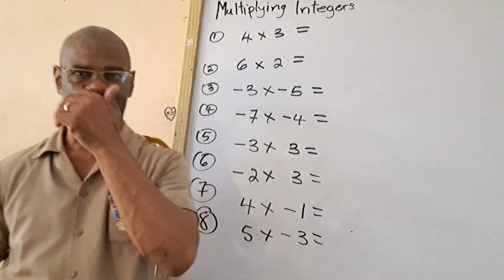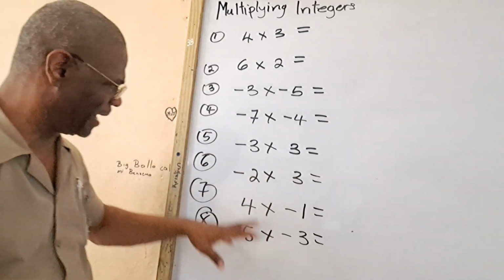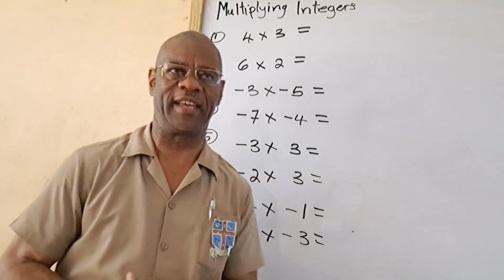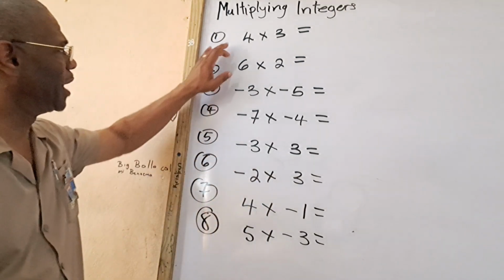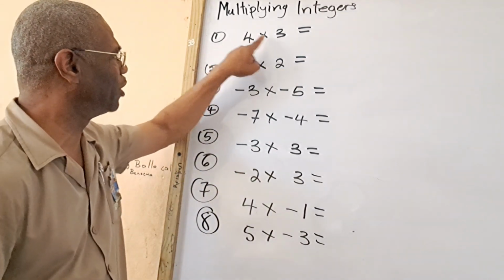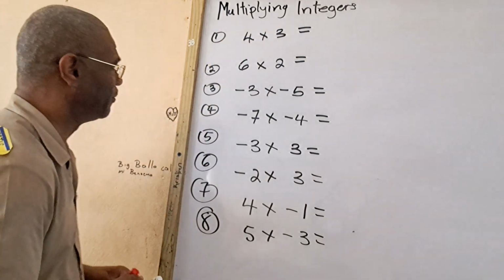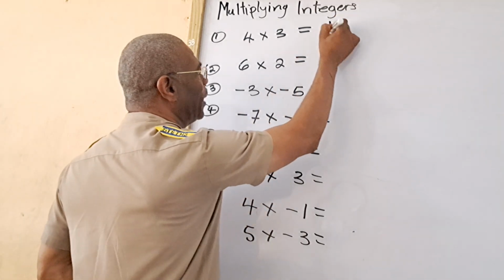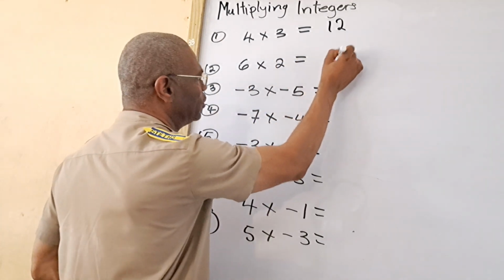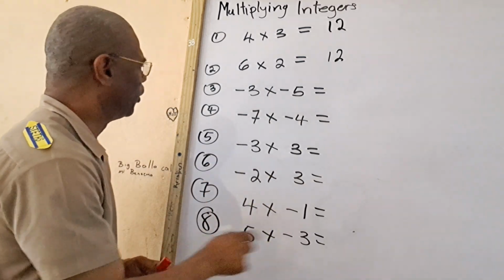Now, what we are going to be looking at in this session is the multiplication of integers. We're going to go through these, multiply them, and then look at the rules for multiplying integers. So let's go. We have 4 times 3. Remember, if there is no sign to the left of a number, it means that it is positive. So 4 times 3 is equal to 12. Then 6 times 2 is also equal to 12. Notice that they are both positive.